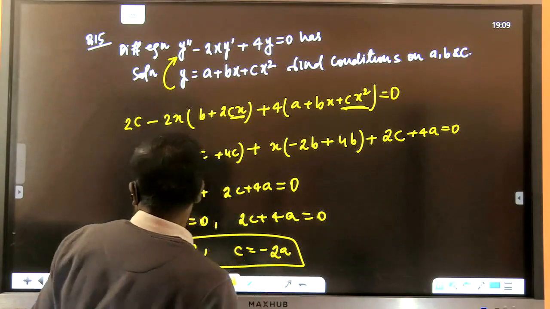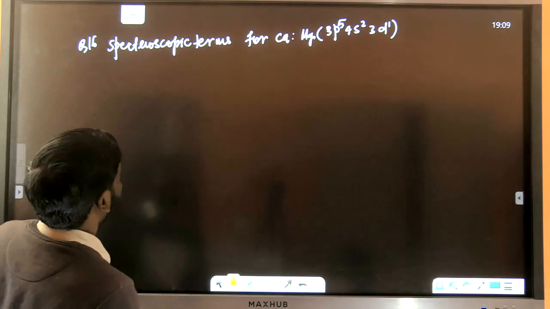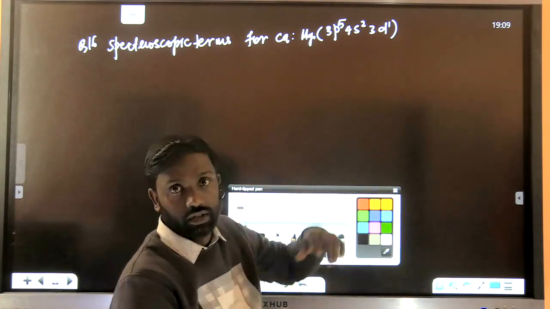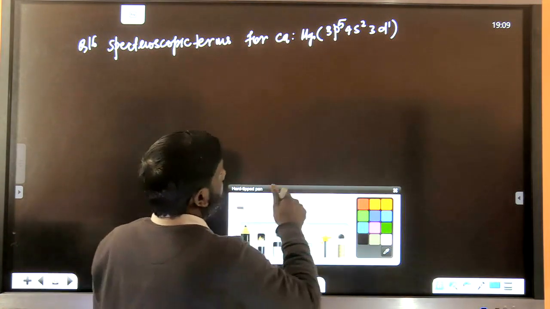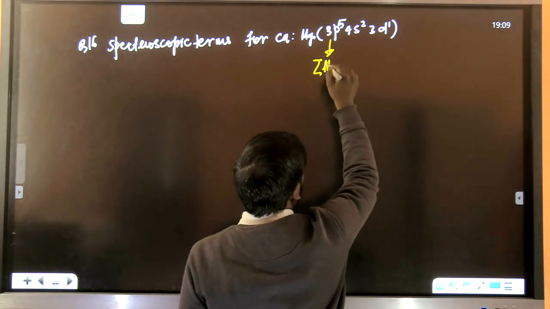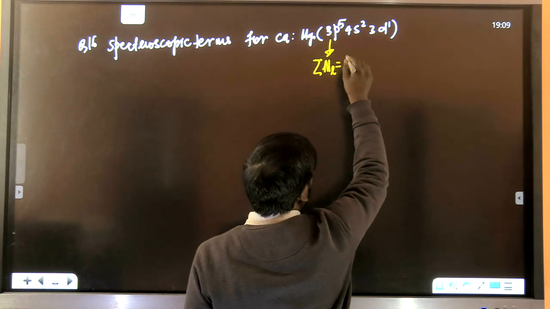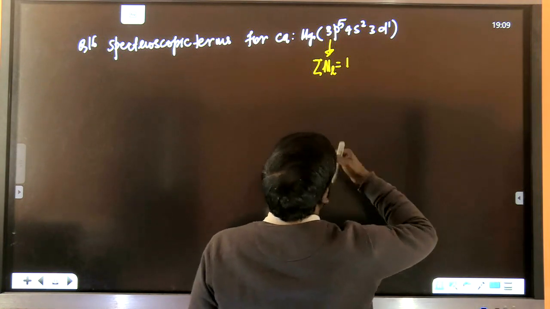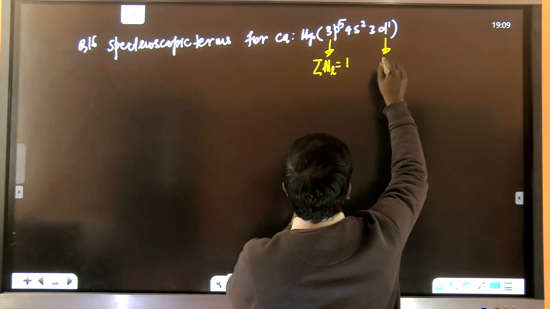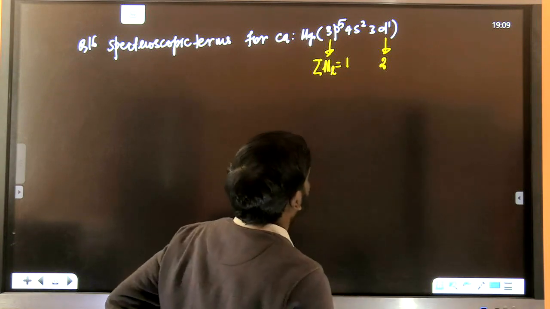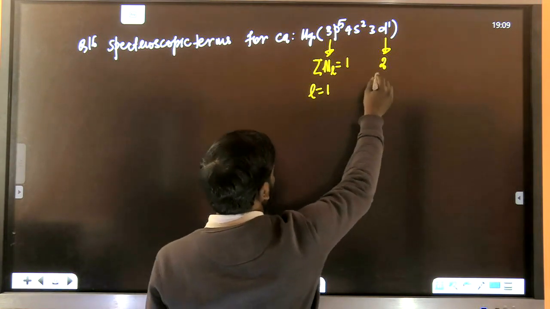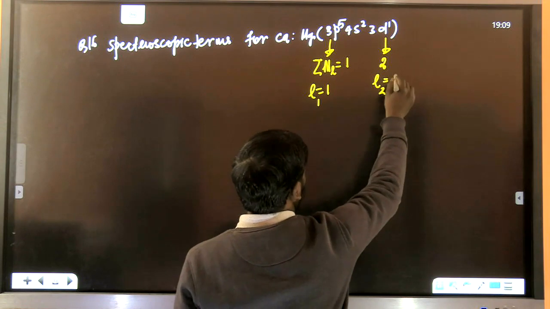Now move to another question. We have to find the spectroscopic terms for calcium which has this electronic configuration. If you sum all ml here, you get 1 or minus 1, I think. And if you sum all ml here, the maximum value that you can get is actually 2. So basically we can say that here we have L1 equal to 1, and here we have L2 equal to 2.